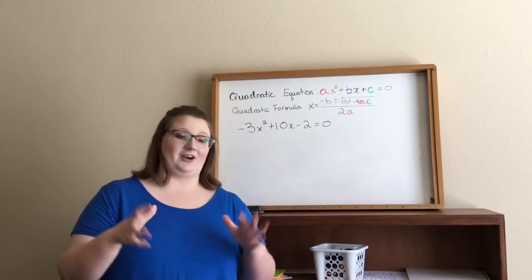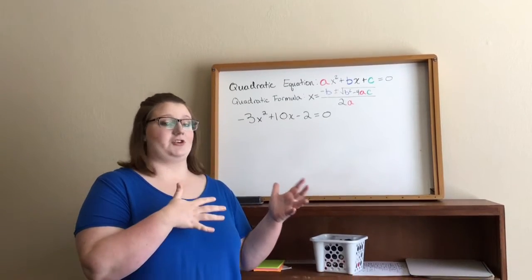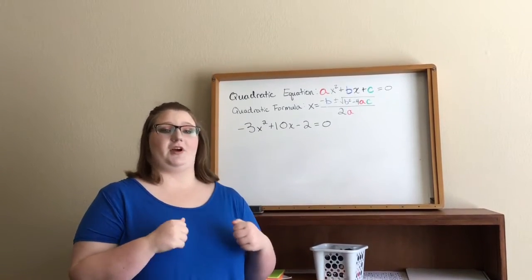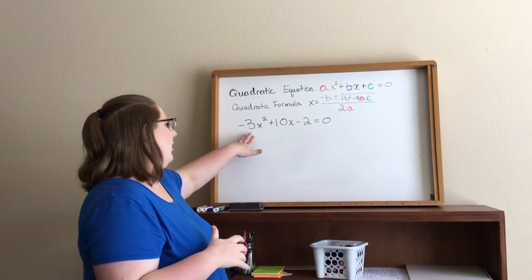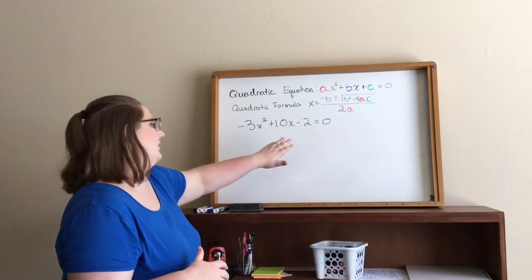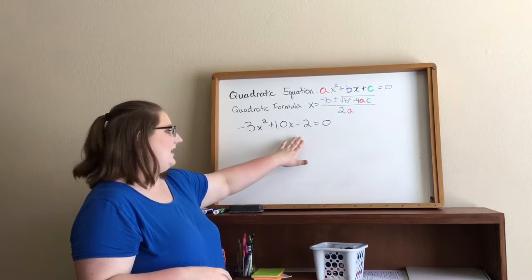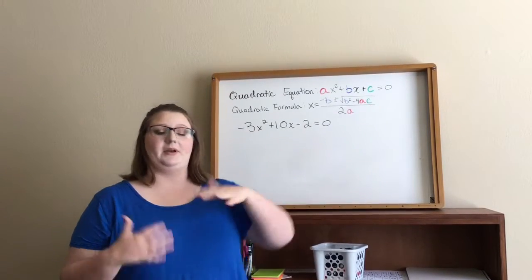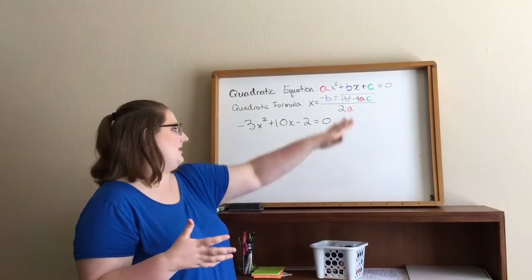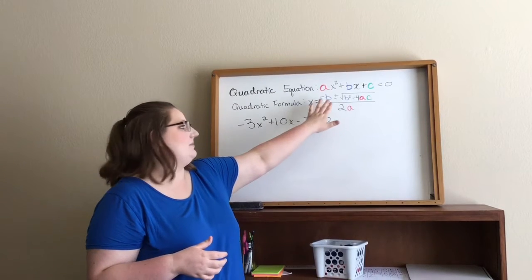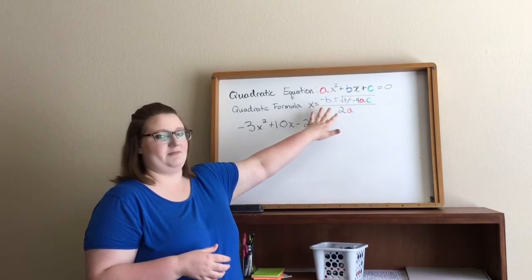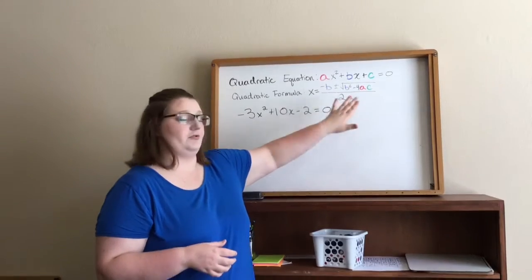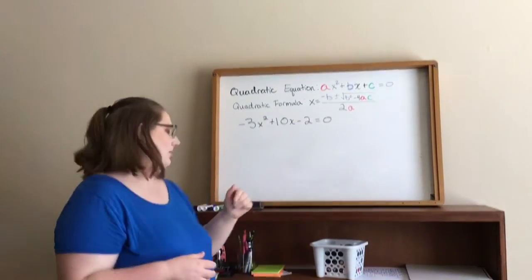So this is going to be our second example of using the quadratic formula to solve a quadratic equation. We have the problem negative 3x squared plus 10x minus 2 equals 0. And we want to try and use our quadratic formula, x equals negative b plus or minus the square root of b squared minus 4ac all over 2a to solve this problem.